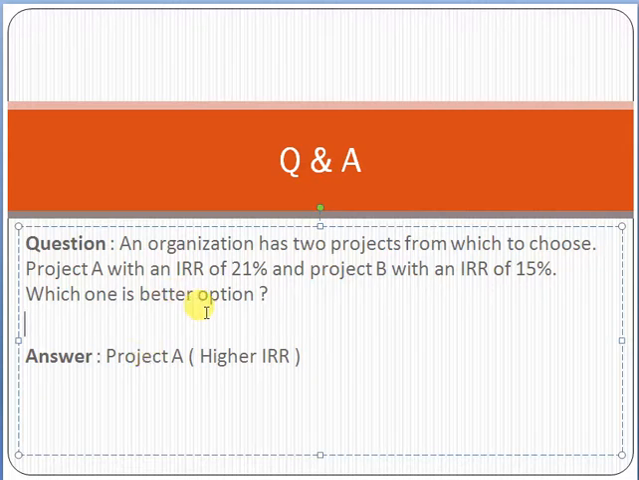Similarly, in that example we selected Project A. Why? Because it has the higher rate of return: 21% versus 15%. So we selected the 21%, which belongs to Project A. So friends, I hope I have explained the concept of return on investment.